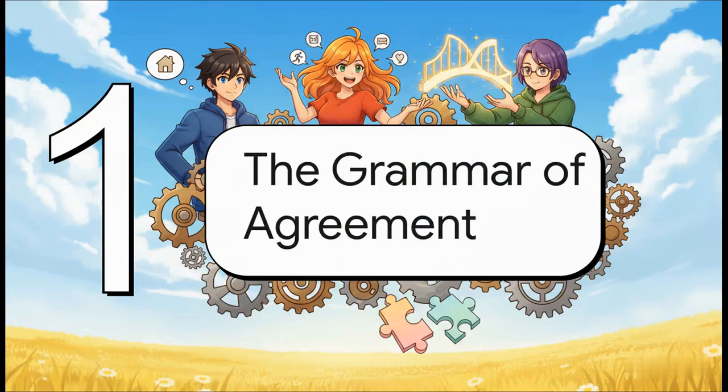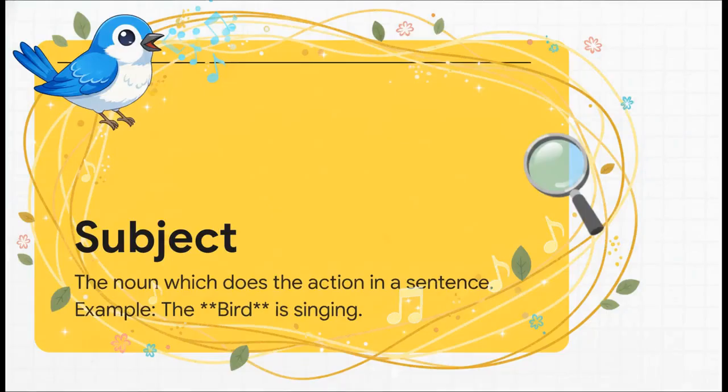All right, before we get to the rules, we've got to understand the players in the game. It all comes down to three key parts: the subject, the verb, and this idea of agreement itself. First up, we have the subject. You can think of the subject as the star of the show in any sentence. It's the person, place, or thing that's actually doing something. So in this example, the bird is our subject. It's the one doing the singing.